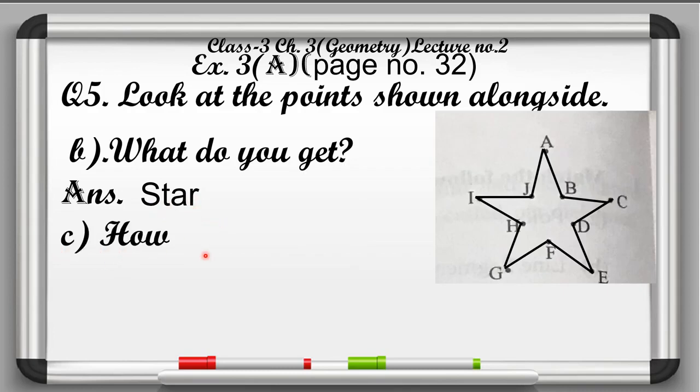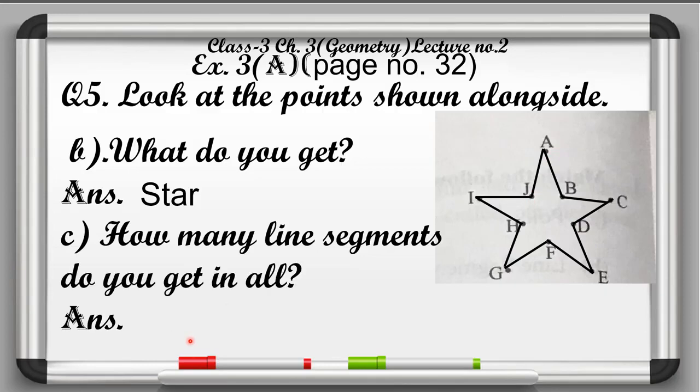Now question number C, how many line segments do you get in all? So here we need to count the number of line segments. So here we will start from A to B, 1 line segment, B to C, 2, C to D, 3, D to E 4, E to F 5, F to G 6, G to H 7, H to I 8, I to J 9 and J to A 10. So here we have 10 line segments. So here we will write the answer 10 line segments. With the help of 10 line segments, we have made this star.